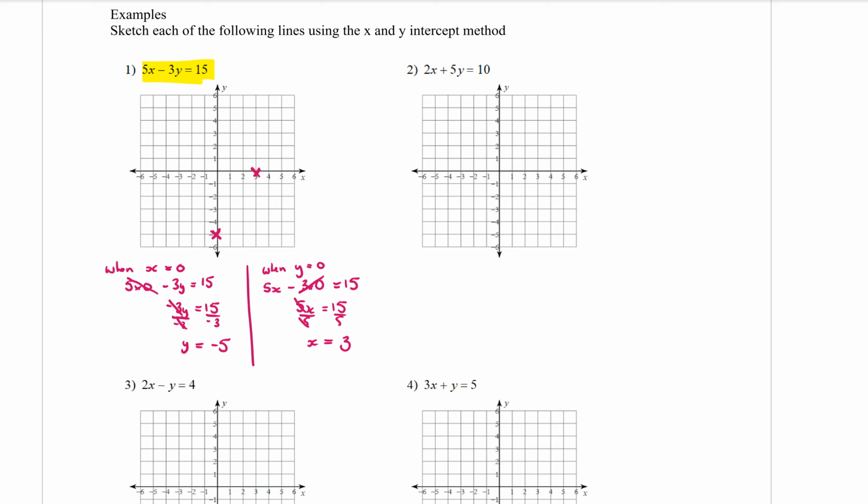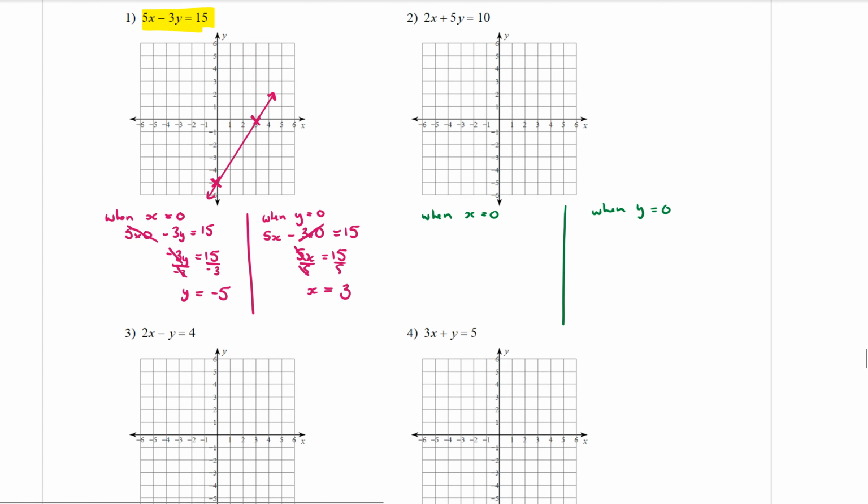So let's try the process again for question 2. The process is always the same. We want to find out when x is equal to 0, what happens, and we want to find out when y is equal to 0, what do we get? So we do each of those things. This time my equation is 2x plus 5y equals 10. So subbing in that x equals 0, I have 2 times 0 plus 5y equals 10.